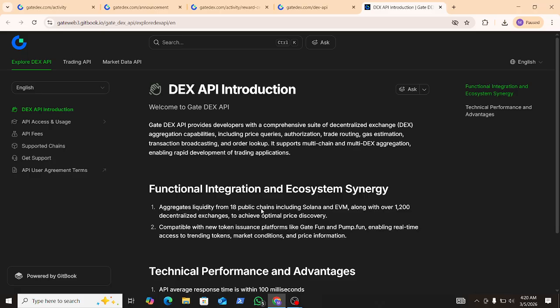So, DEX API introduction. GateDEX API provides developers with a comprehensive suite of decentralized exchange DEX aggregation capabilities, including price queries, authorization, trade, routing, gas estimation, transaction broadcasting, and order lookup, export, multi-chain, and multi-DEX aggregation, enabling rapid development of trading applications, feature integration, and ecosystem synergy.